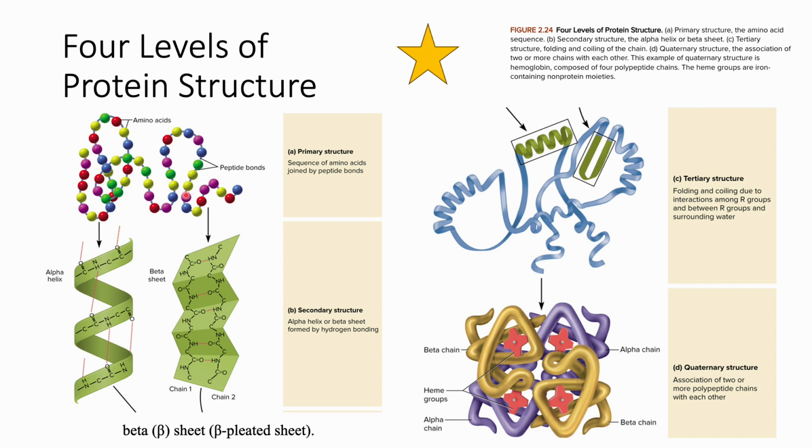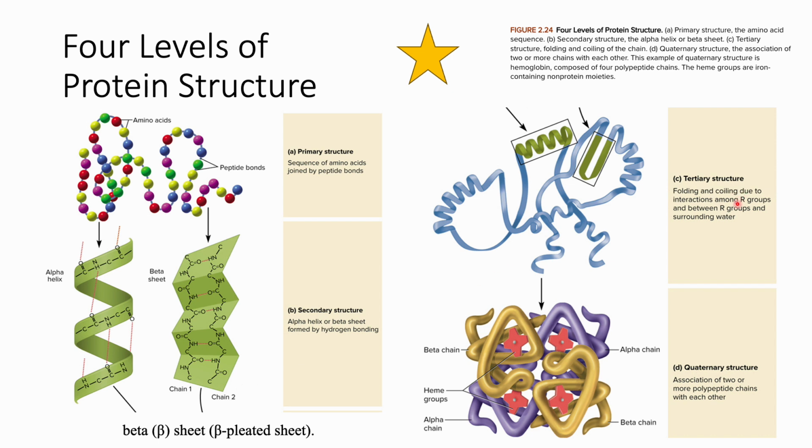From primary structure, we can then go to secondary structure. This is where, because of hydrogen bonds between the carboxyl group and the amino groups, we can form hydrogen bonds that form either an alpha helix or a beta pleated sheet. So whenever you see an alpha helix or a beta pleated sheet, that is the secondary structure of a protein. And what holds that structure together? Hydrogen bonds.